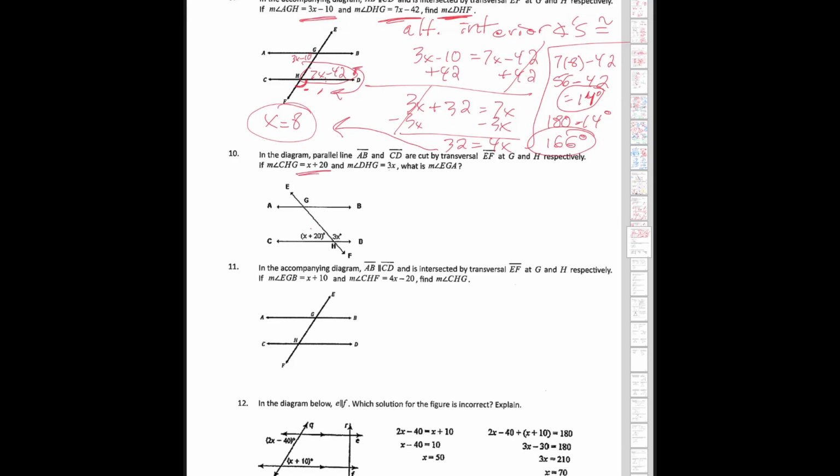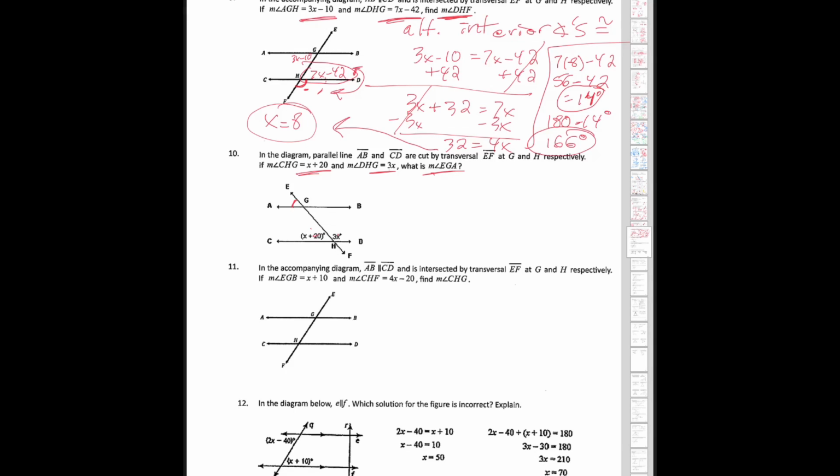On to number 10 here. So for 10, we're given two angles. We're given x plus 20 and 3x. So how are they related to each other? If we look at this pair of angles, we can tell right away that they are supplementary because they're two angles that lie along a straight line. So the first step I should take to solving anything is finding x through that method.